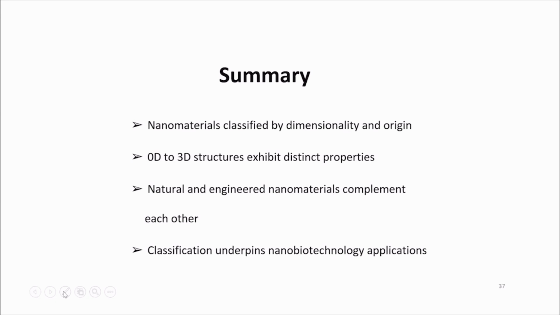So, most importantly, classification enhances communication across disciplines. Engineers, chemists, physicists and biomedical researchers can all collaborate more effectively when materials are systematically categorized. So, classification of nanomaterials is not merely descriptive; it is a foundation for innovation, safe application, interdisciplinary research, and the sustainable advancement of nanotechnology.